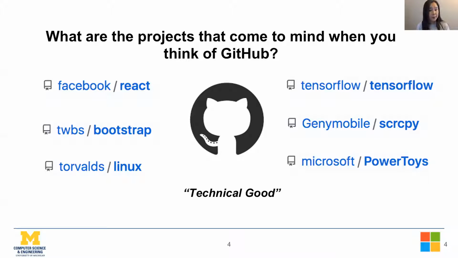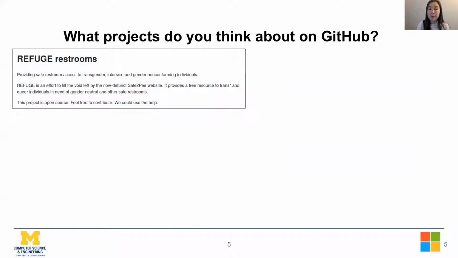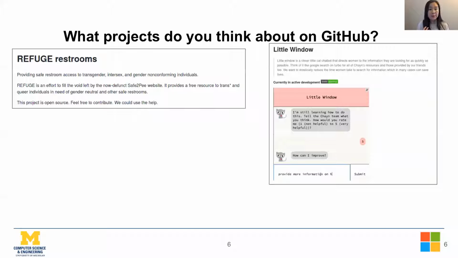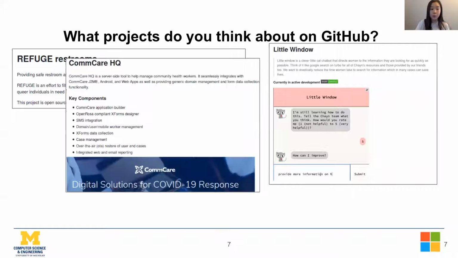However, especially in recent years, it is more and more common to find open source projects that aim to solve societal issues with a social impact. For example, you may find a project on GitHub that helps identify safe restroom access for gender minorities, or a project that supports domestic violence victims, or more recently, projects that support frontline workers during COVID-19. These projects have very different goals compared to the traditional technical good projects. They commonly share to support a greater social good.